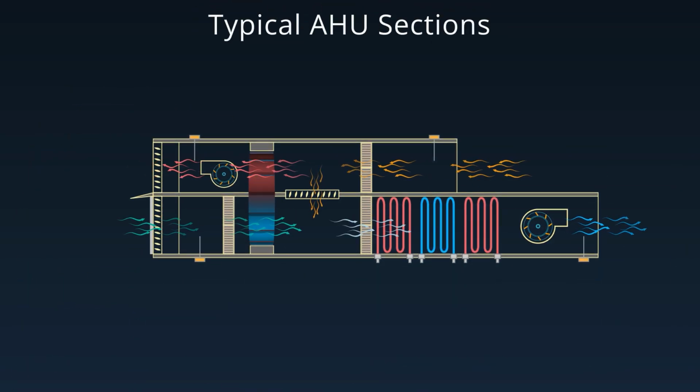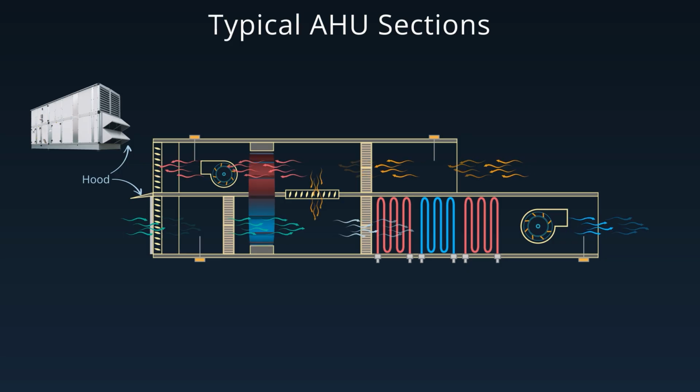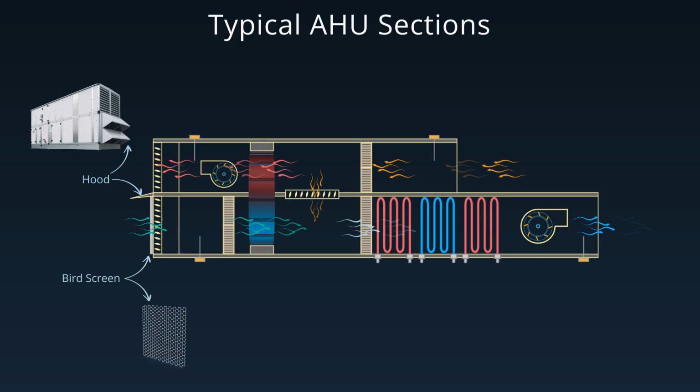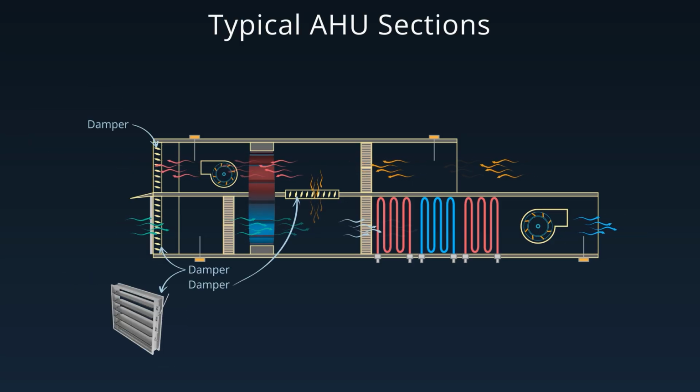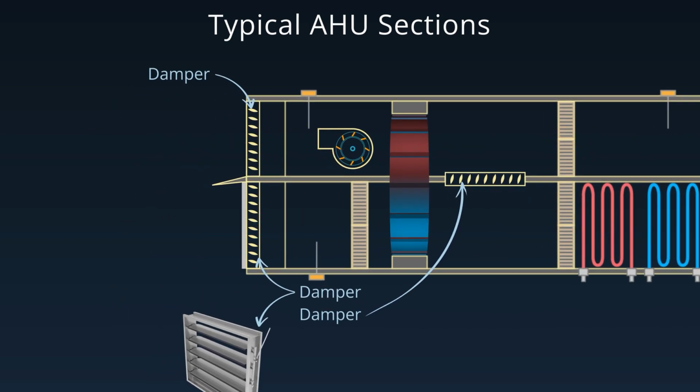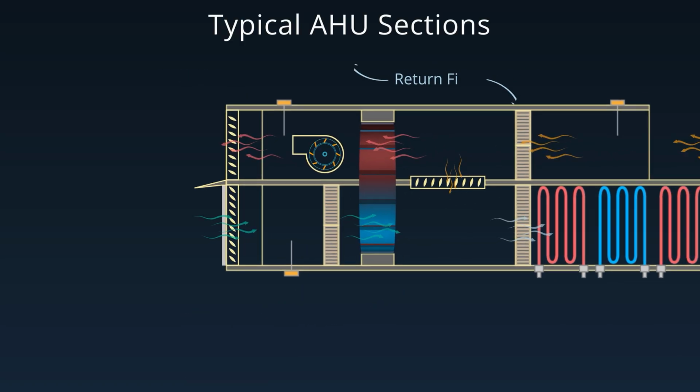Let's break down the typical sections in an AHU. Outside air intake, which may include an intake hood to block rain and snow, and a bird screen to prevent debris or animals from entering the unit. Dampers control the amount of outside air and exhaust air. When the AHU is off, dampers fully close to seal the unit and reduce energy loss from conditioned air escaping.